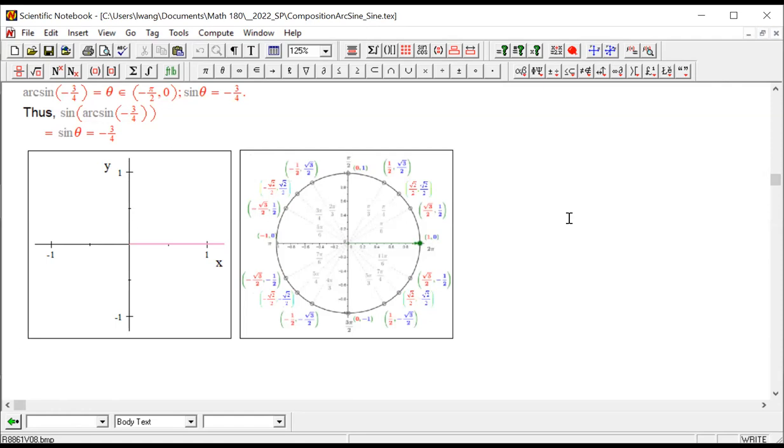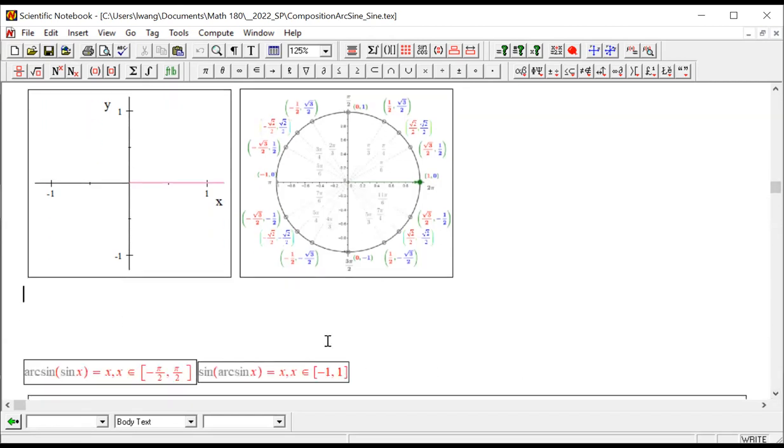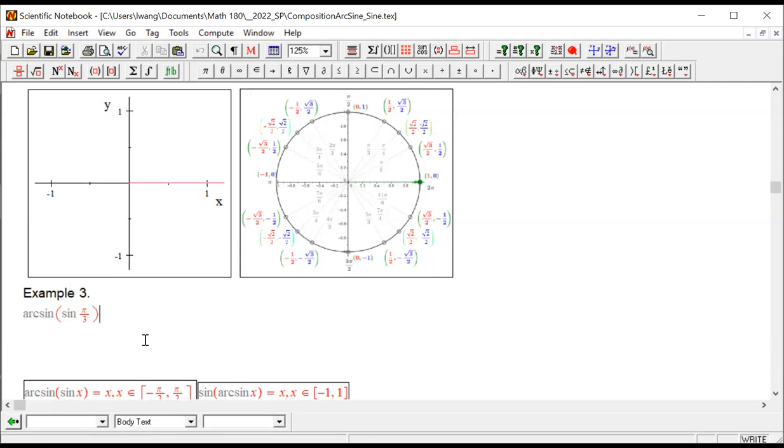These examples are going to be like this. Example number 3, and this is how it goes. We have arc sine of sine of pi/3. Okay. What do we do?